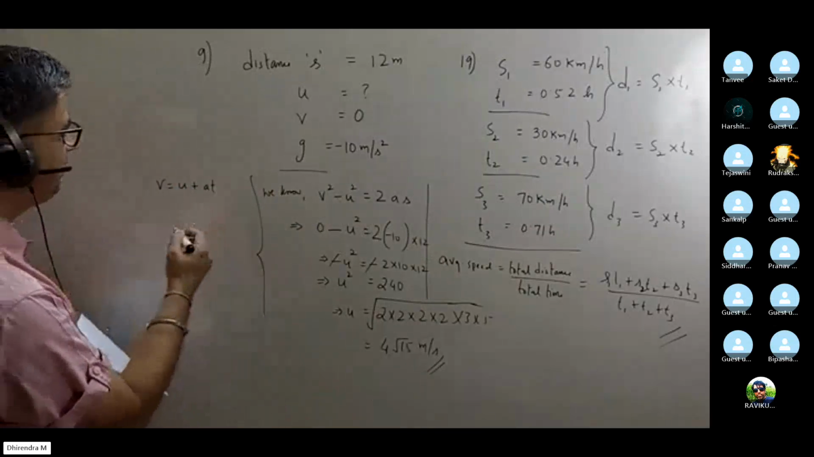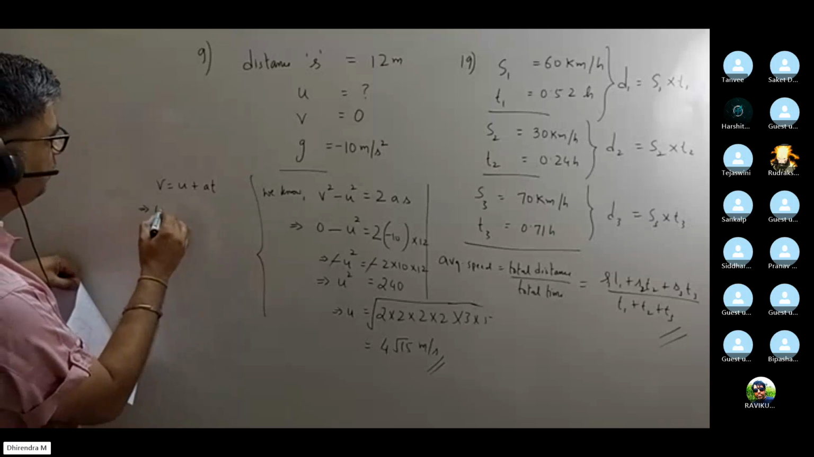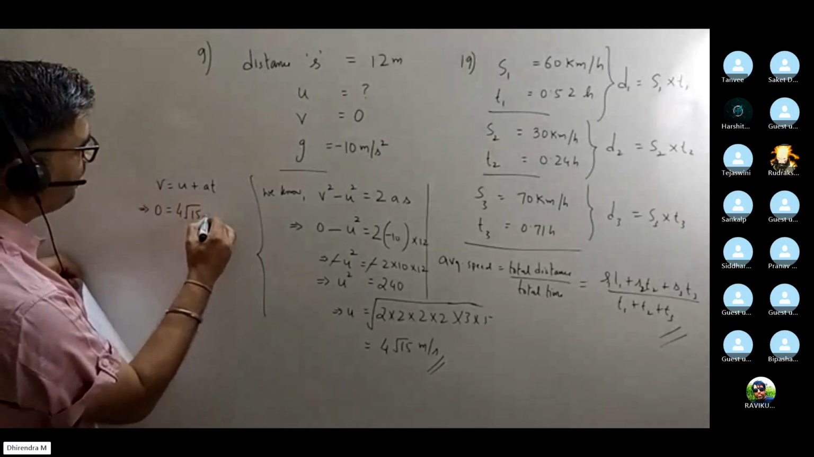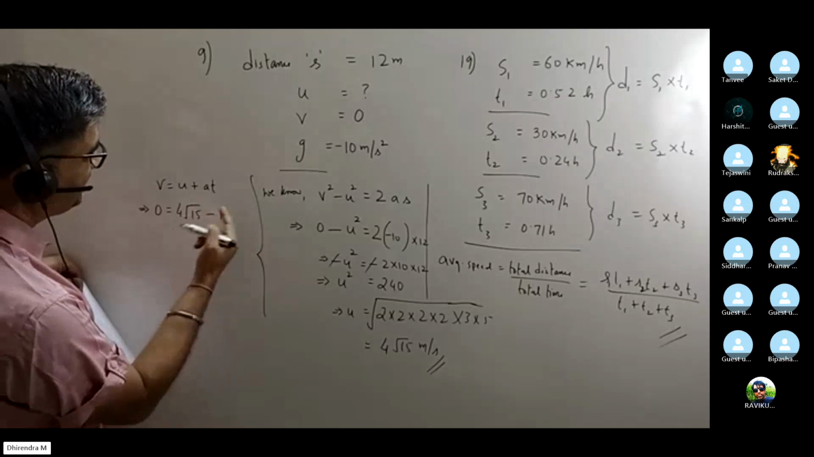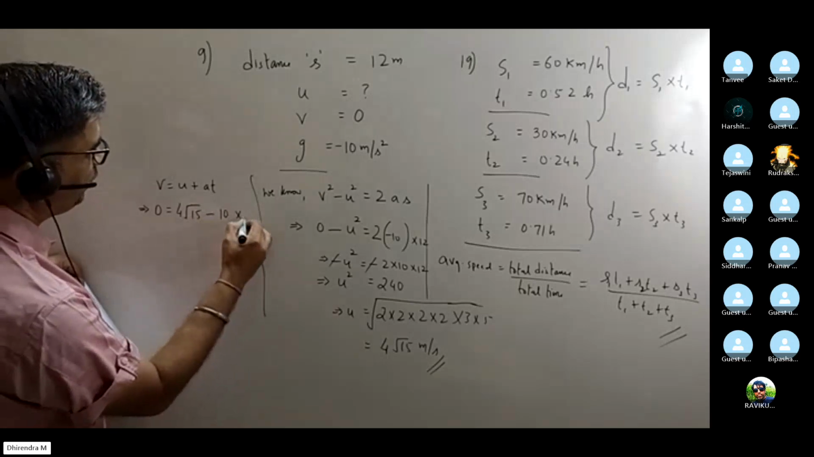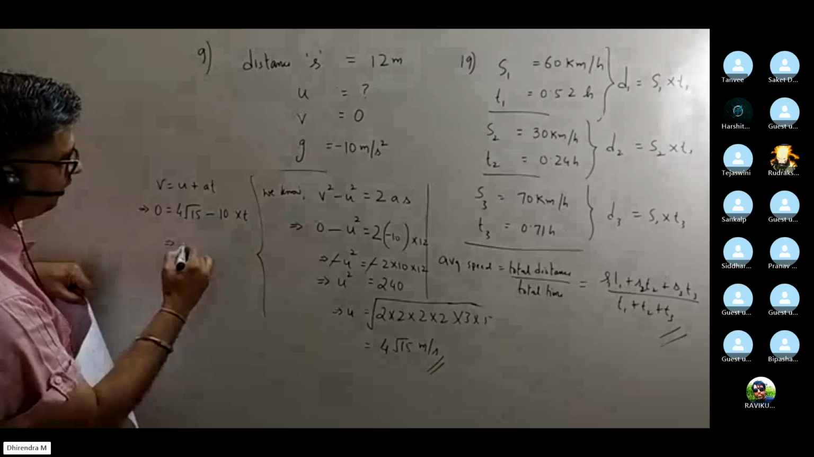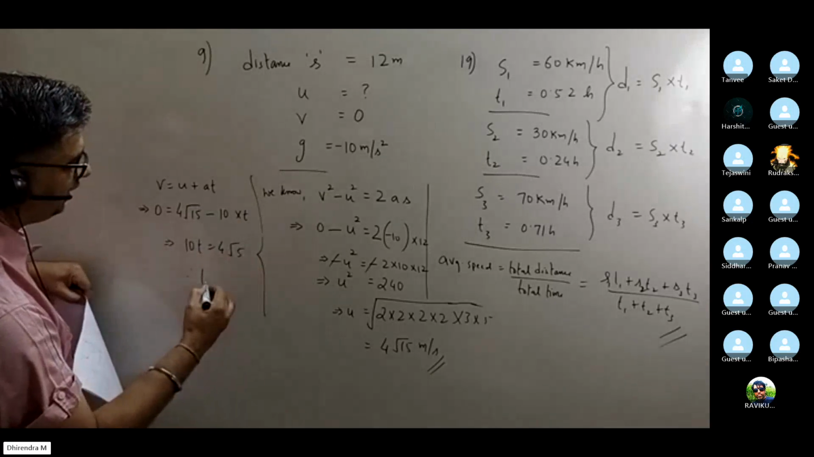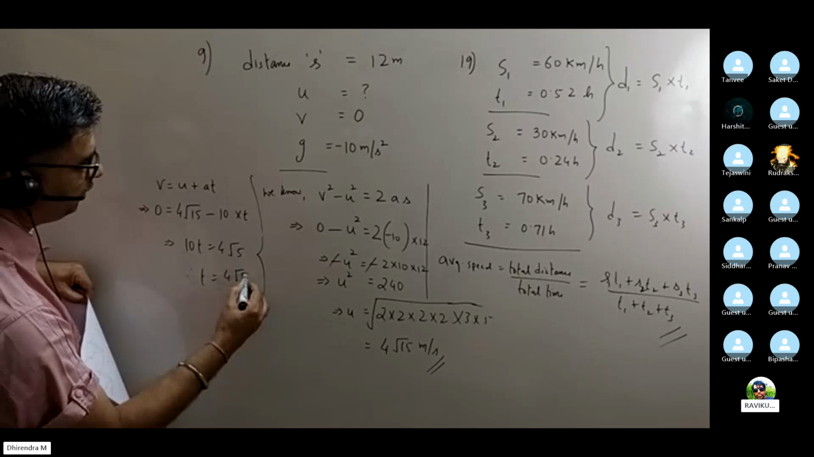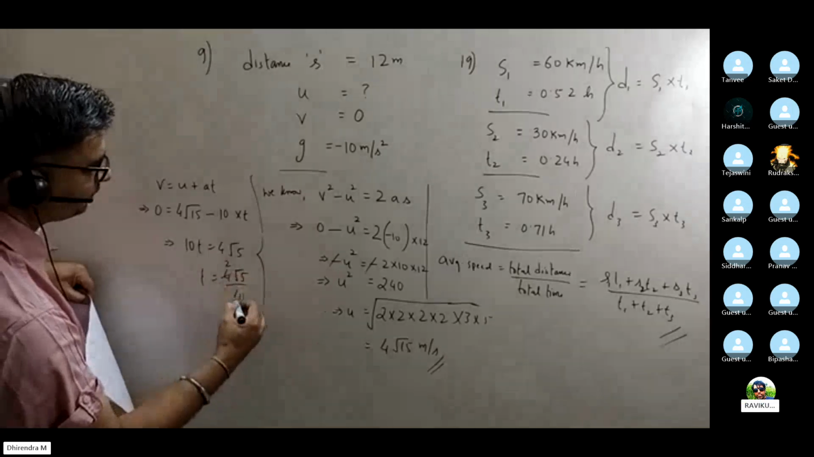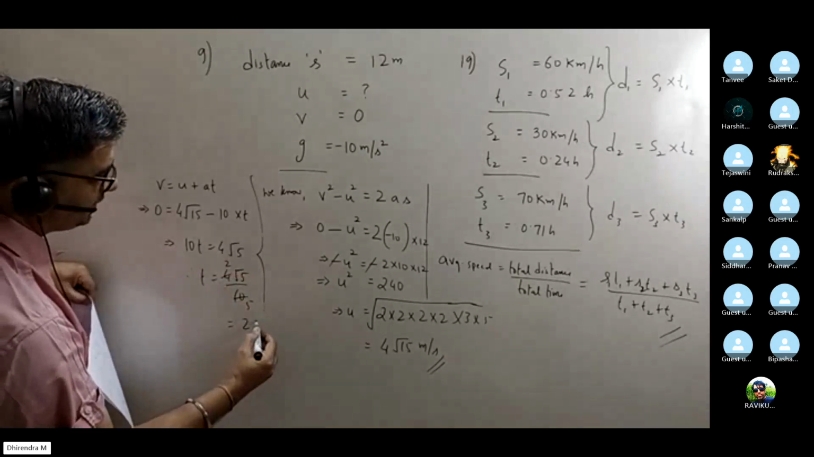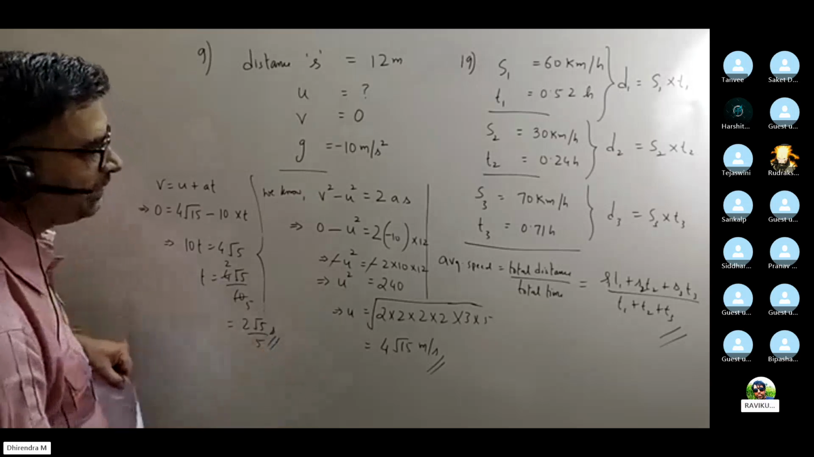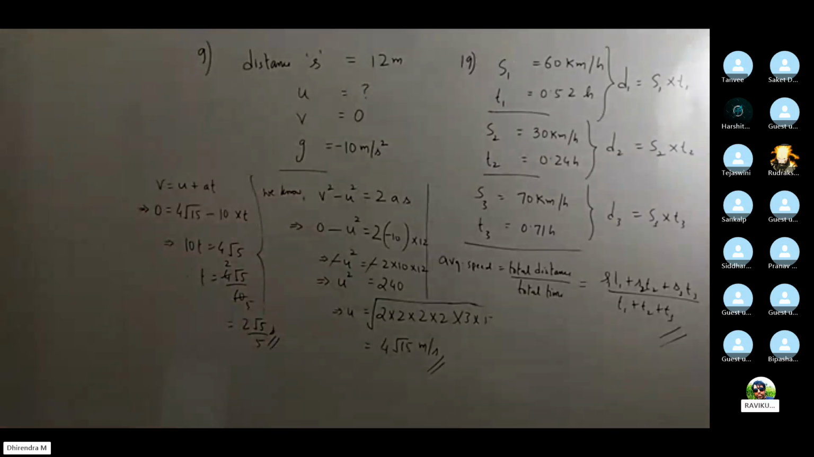We know v is equal to u plus at. You can apply this because you know everything except time. So what is v? We know it is 0. U, we just found out, 4 root 15. Plus a becomes minus 10 into t. Find t. That implies 10t is equal to 4 root 15. Therefore, t is equal to 4 root 15 by 10.